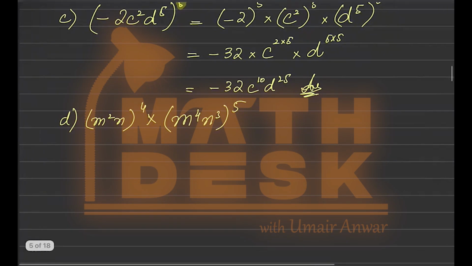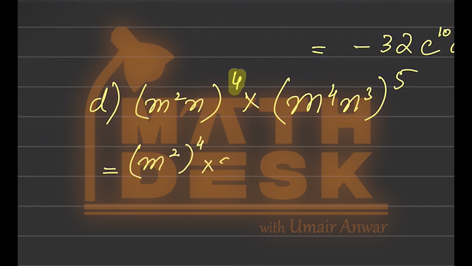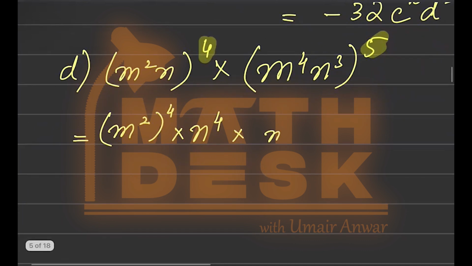Now, first of all, this index would be applied to each factor which is written within the bracket. So it would be (m square) raised to 4 multiplied by n raised to 4. The same would happen with this one. This index would get applied on all the factors which are written in the base. So (m raised to 4) would be raised to 5 and (n cube) would be raised to 5.